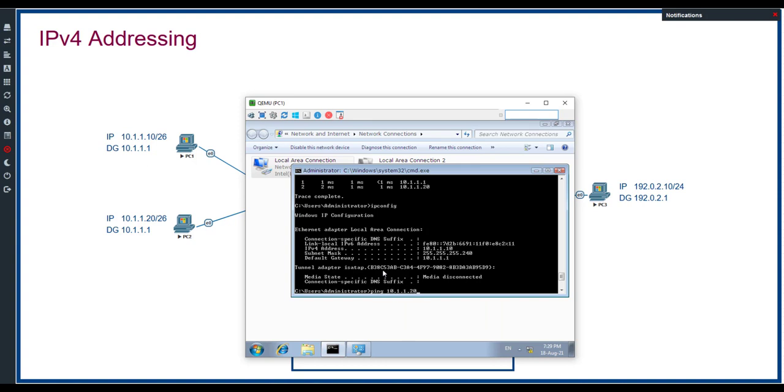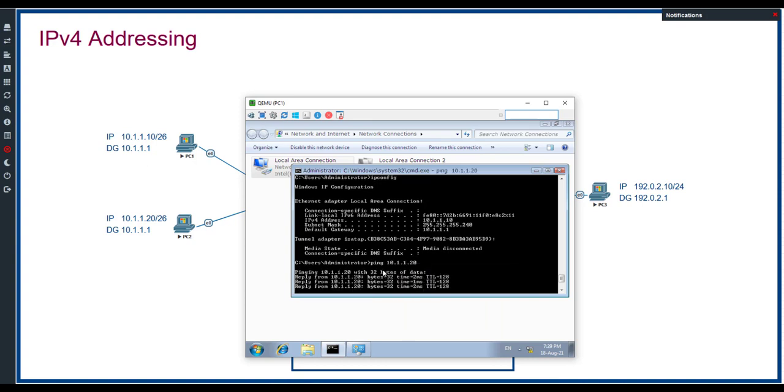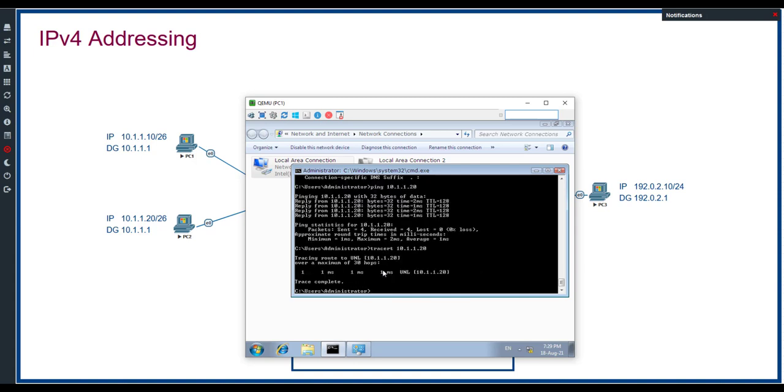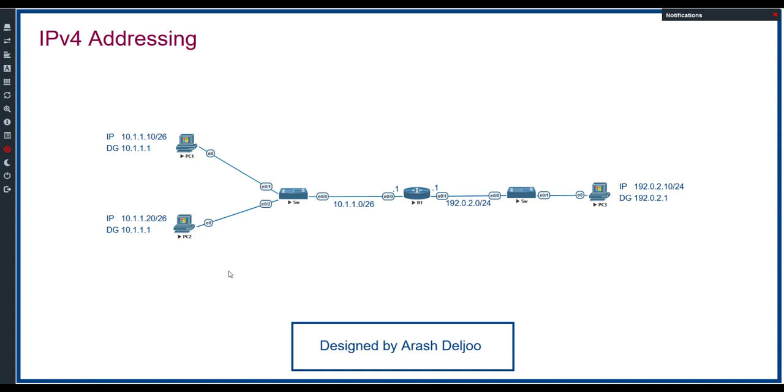Look at here, now we have connectivity, and also this is the result of the tracert. Let me show you again, tracert 10.1.1.20. Look at here. Now we can send traffic directly to 10.1.1.20, and this is the efficient behavior. Because of that, now we can understand that we should configure the correct IP address, correct subnet mask, and default gateway.